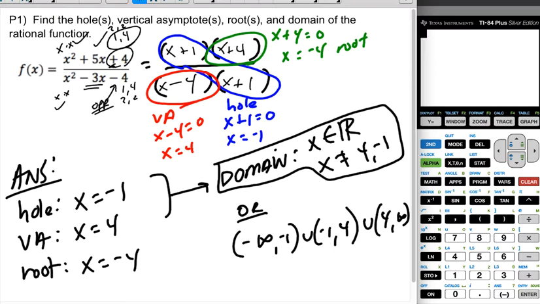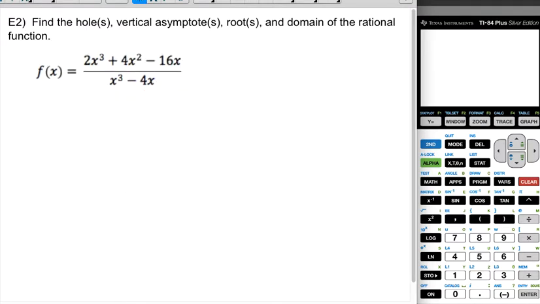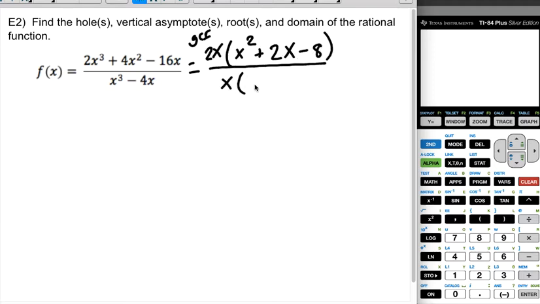All right, moving on. We're going to do this again. We're going to find all the holes, vertical asymptotes, roots, and domain of the rational function. Again, the name of the game here is just to factor a lot. So when I factor, the first thing I should spot here is that the top has a GCF. If I take out a GCF of 2x, I'm left with x squared plus 2x minus 8. And on the bottom, there's a GCF of x, and I'm left with an x squared minus 4.